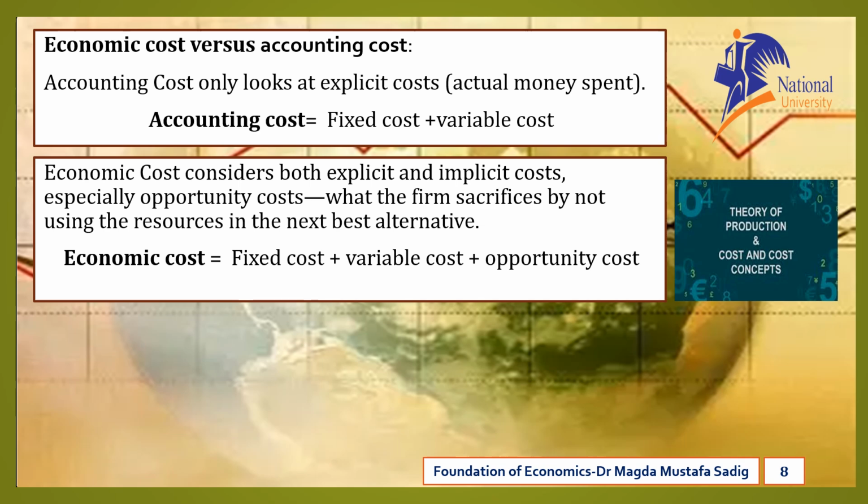And this suggests that the resources could be better used elsewhere. Unlike accounting cost, economic cost includes explicit plus implicit cost. Understanding the difference between accounting and economic cost helps businesses make smarter long-term decisions, not just about what they have spent, but also about what they are sacrificing.